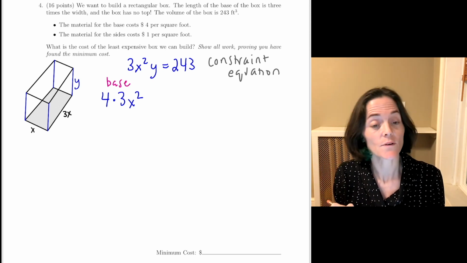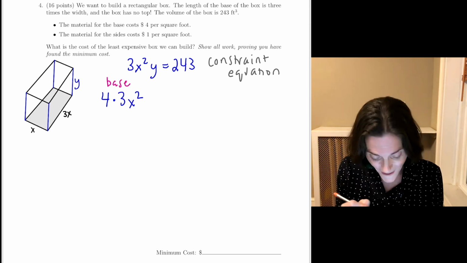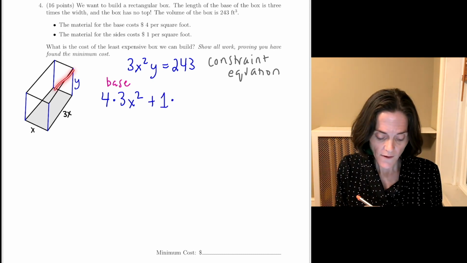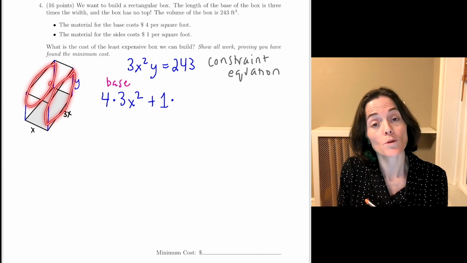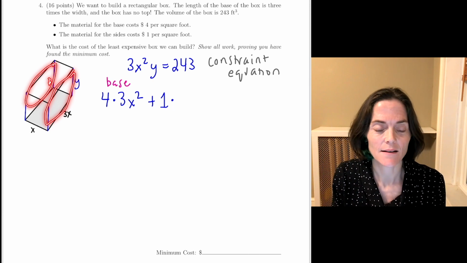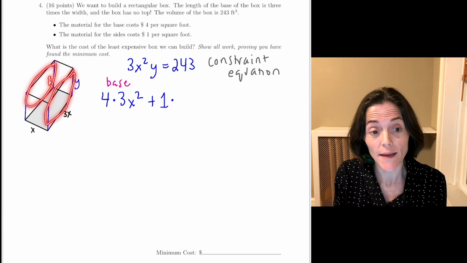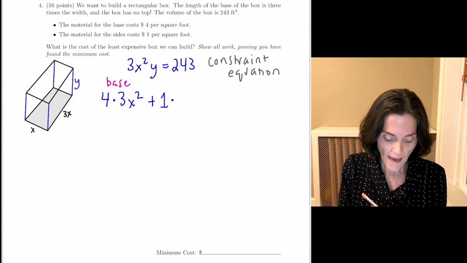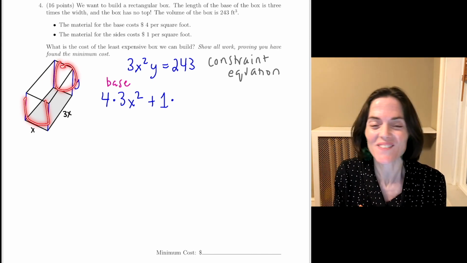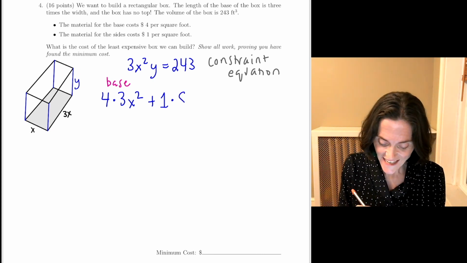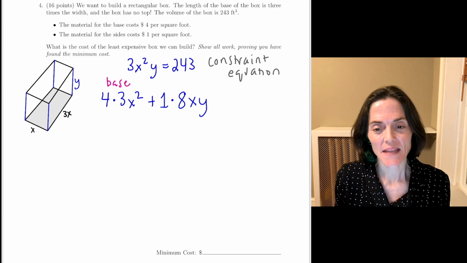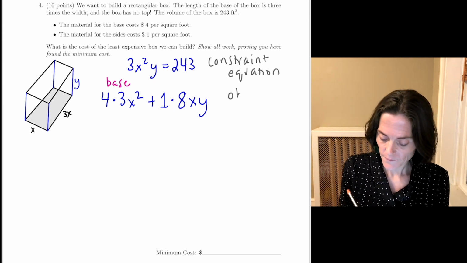Now, what about the cost for the sides? These are $1 per square foot times, well, we have this side and this side are both 3x by y. So that would be 6x times y for the 2 areas. Then we have this and this are both x by y. So we have 2 more x times y's. Altogether, we have an 8xy. That is from the sides. And this is my objective function.